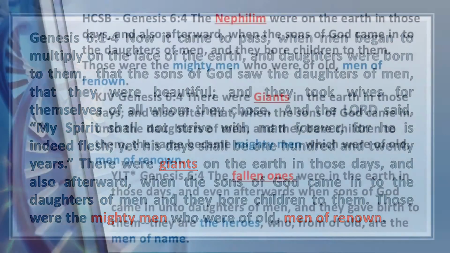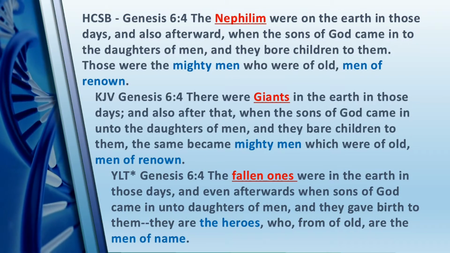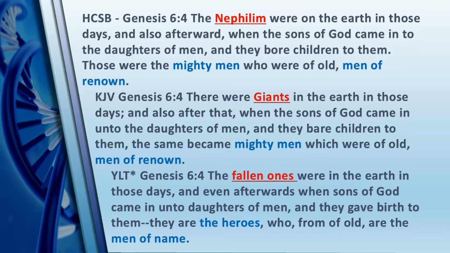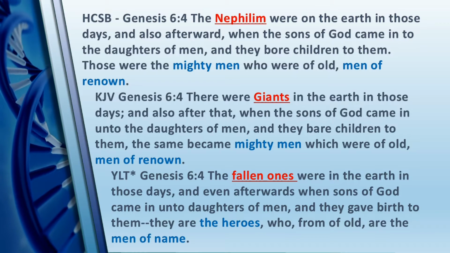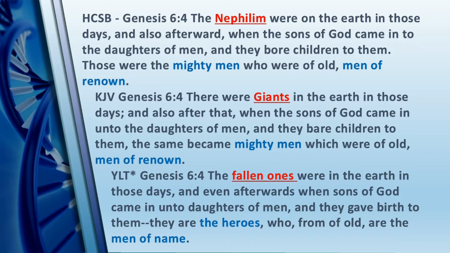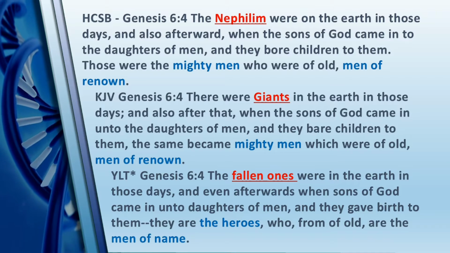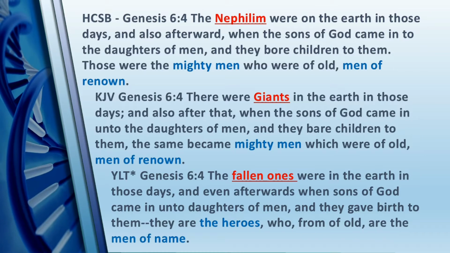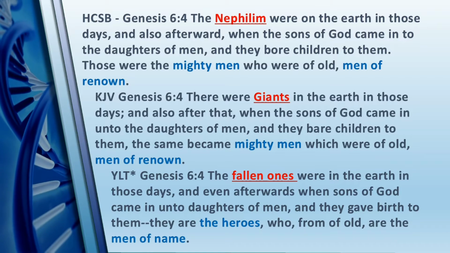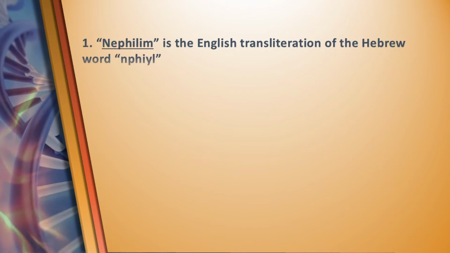Here are 3 different Bible translations that offer 3 different renderings for our key word. The Holman Christian Standard Translation calls them Nephilim. The King James and the New King James translations both call them giants. And Young's literal translation calls them fallen ones. So the next logical question is, which translation is correct? In a way, they're all correct.